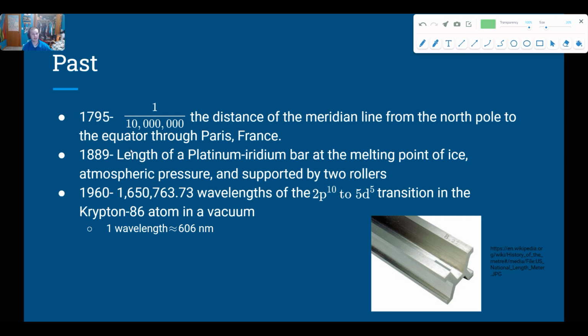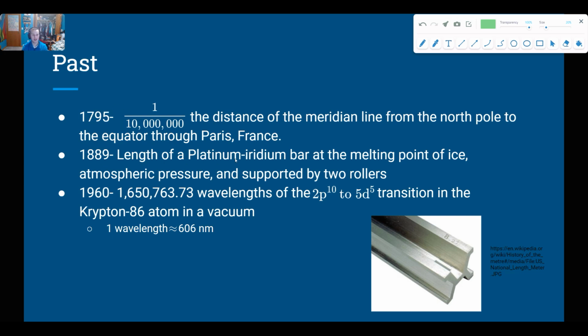So that was in 1795. In 1889, this distance, of course, is hard to measure. Continents do move. It's not like they had satellites back then, right? So it was very hard to measure this distance. Not to mention that Earth isn't a perfect sphere, right? So there's definitely a lot of problems that quickly become apparent when using this definition.